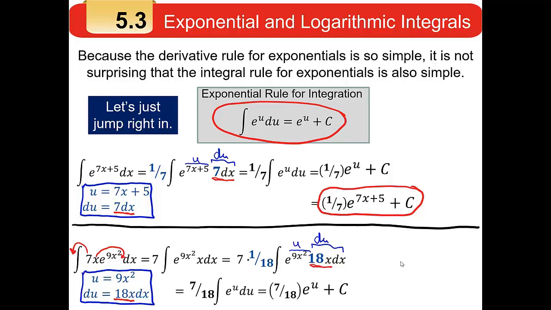So you remove the u and put back in 9x squared. Oh, you actually integrate as well. I almost forgot the main part. You integrate e to the u and get e to the u. The 7/18 is still there. And I haven't been emphasizing it, but don't ever forget the plus c. And then you want to substitute and put the x's back in.